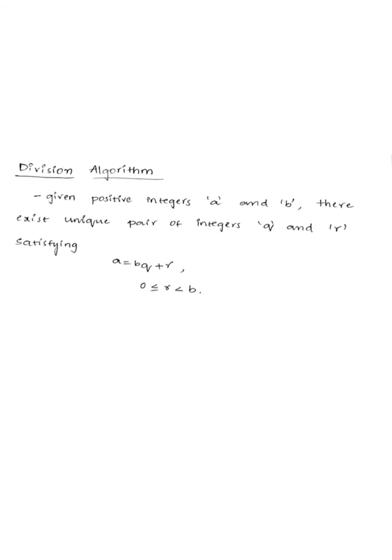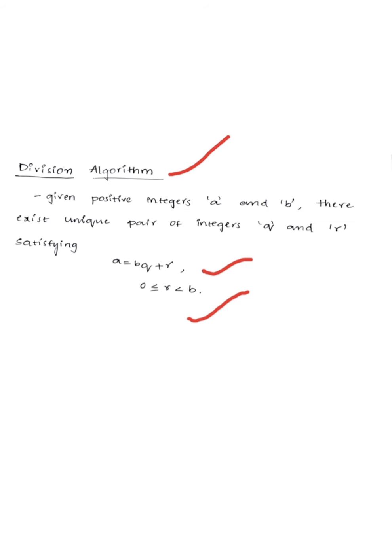Now getting into actual chapter, let us discuss about division algorithm. What is division algorithm? What does it say? It says that given positive integers a and b, there exists a unique pair of integers q and r which should satisfy the condition a equal to bq plus r, where 0 less than or equal to r less than b. What does it mean?